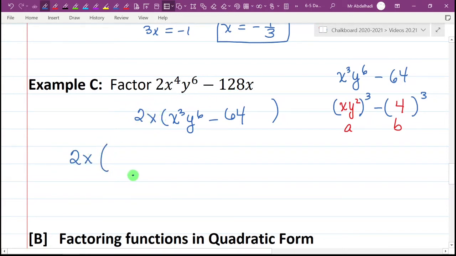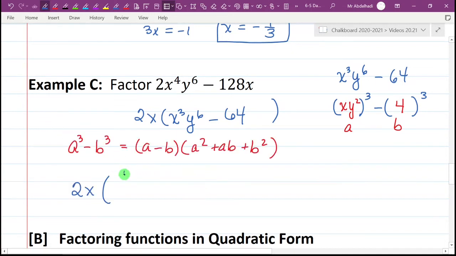Don't forget that. Don't lose it. And now let me put the formula down here, and I'm just going to put things into place. So the first term here is the a minus b. So it's this thing minus this thing. So it's xy squared minus 4. That's the a minus b.